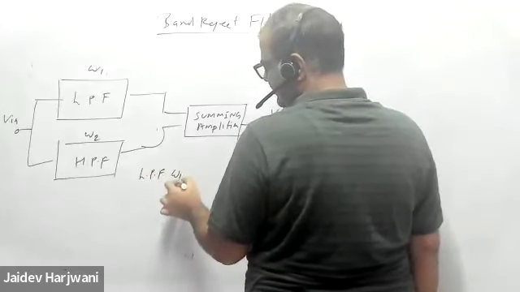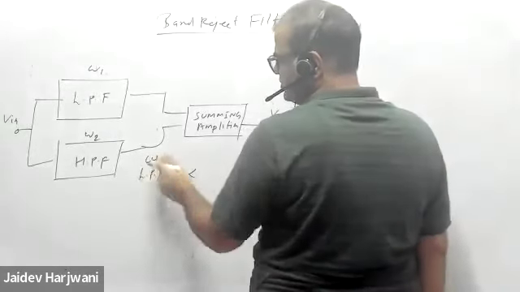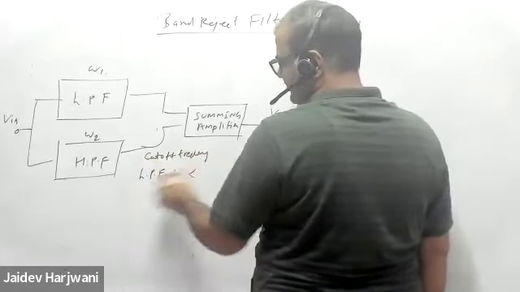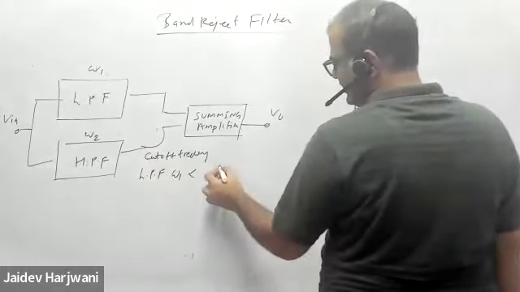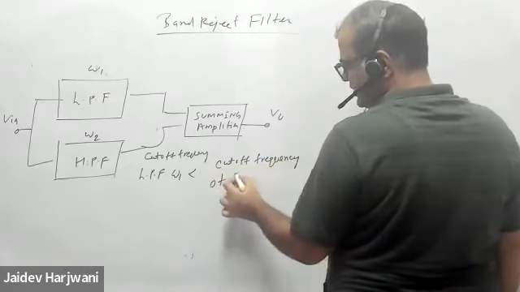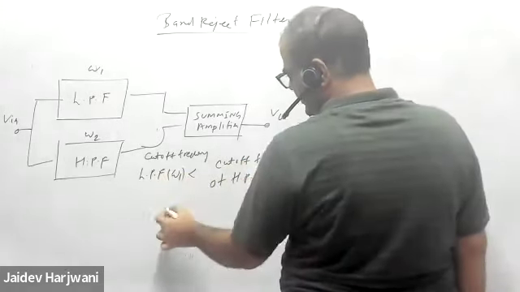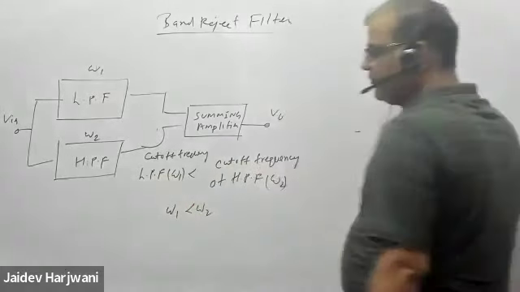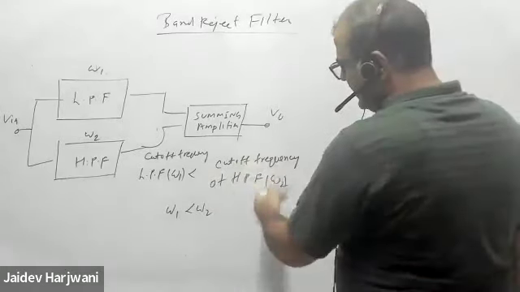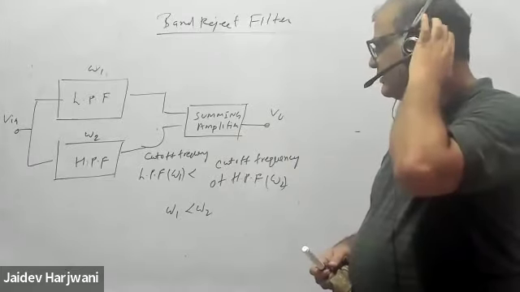The cutoff frequency of the low pass filter, omega 1, should be less than the cutoff frequency of the high pass filter, which is equal to omega 2. Cutoff frequency, the exam asks this question. So omega 1 should be less than omega 2. In band pass it was the opposite. This is for band reject. In band pass, the high pass filter frequency was less than the low pass one. So that relation you should remember.